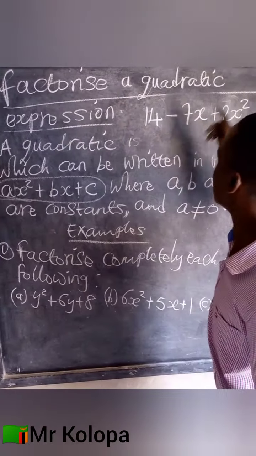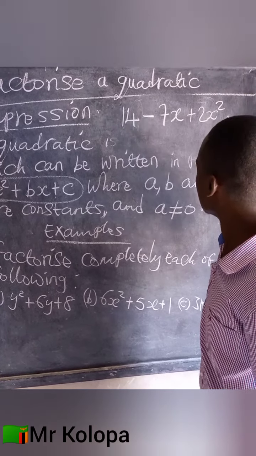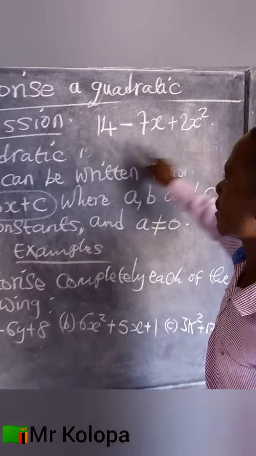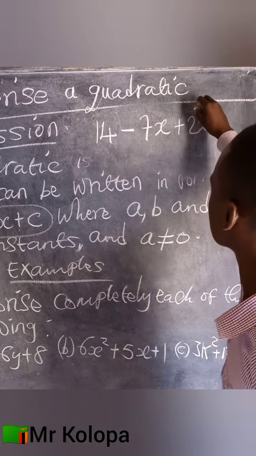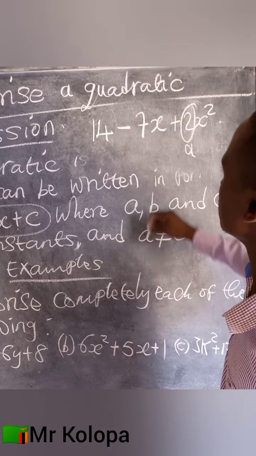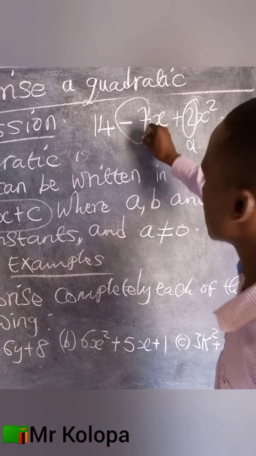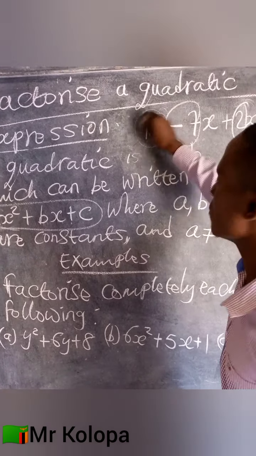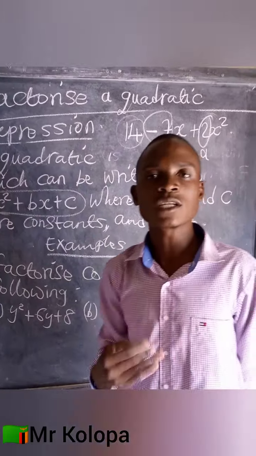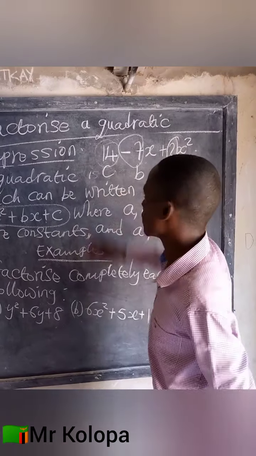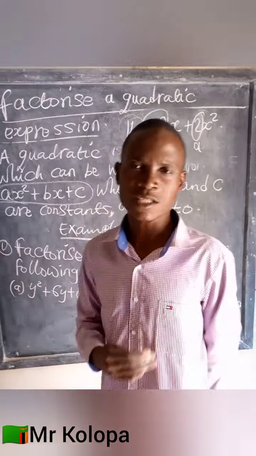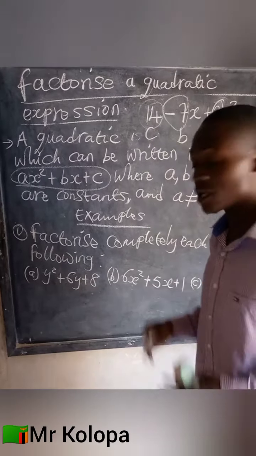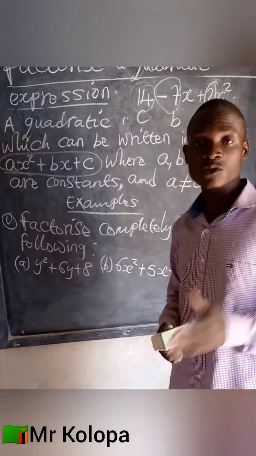No. Look at the number which is the coefficient of the letter squared. So in this case, this is not A. Our A is 2. Then this is our B because it's just the number in front of x. Then the number without a letter is what we are calling the C. So C in this case is 14. So you have to understand that. Now, how do we solve such expressions? This is the discussion that we are going to have.